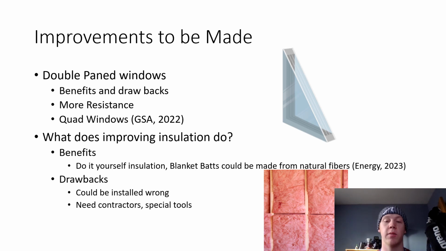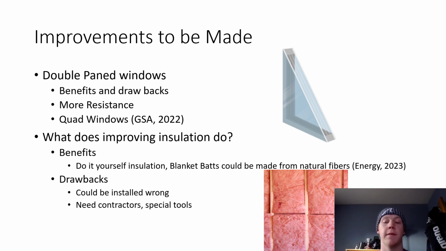The drawback to having double pane windows or even quad windows are that the resistance network goes up, but so does the cost. This makes it not as affordable for everyone that might want to upgrade their windows. So what does improving our insulation do? Improving the insulation means that you are able to keep the heat inside your house, saving you money, making it more cost effective. So, some things that you could do are do-it-yourself insulation.